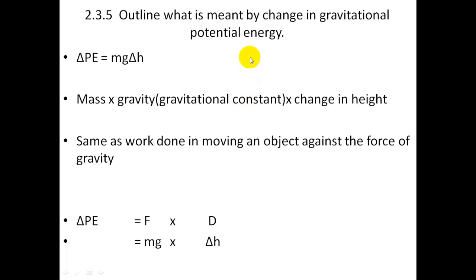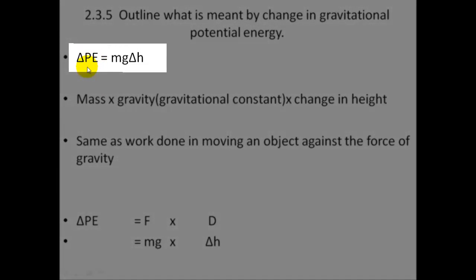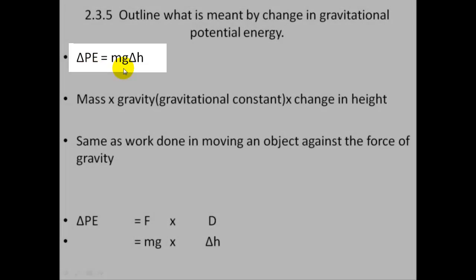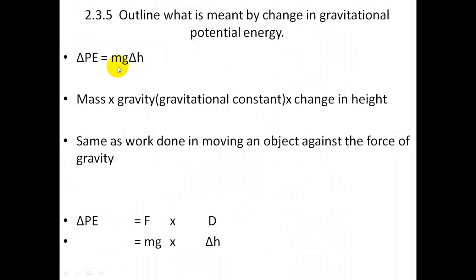Outline what is meant by a change in potential or gravitational potential energy. The change in potential energy or gravitational potential energy is the mass times g, the acceleration due to gravity, times the change in height. So it goes from one height to another height. The vertical change in height, times g, times m, will give you the change in potential energy. The greater the change in height, the greater the potential energy. Also, the greater the mass, the greater the change in potential energy.